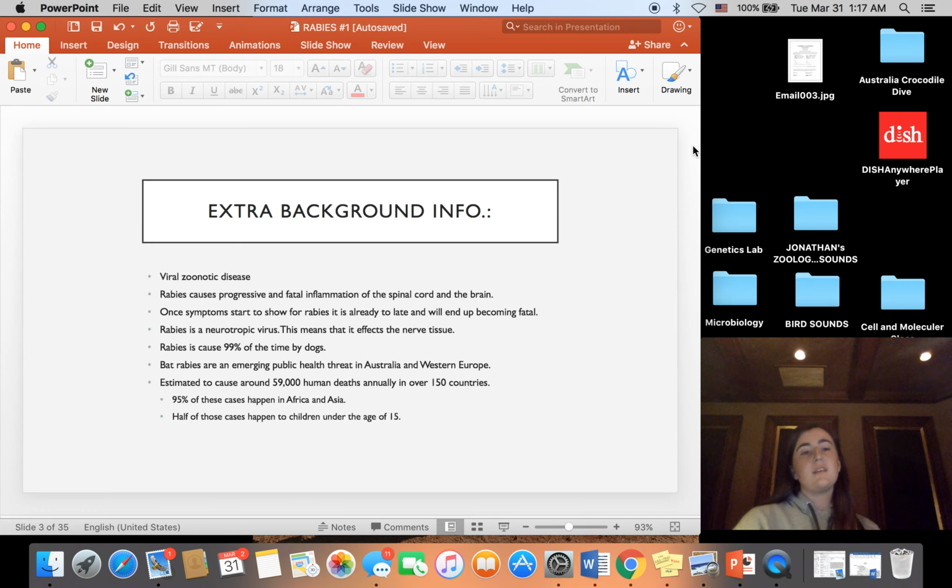Rabies is a viral zoonotic disease, and it is also considered a neurotropic virus, which means it affects the nervous tissue. So, rabies causes progressive and fatal inflammation of the spinal cord and the brain. Once you get bitten by a rabies infected animal, you need to seek treatment, because the moment symptoms start, there is no treatment that will save you. Once symptoms start, it's going to have the same end result, which is death.